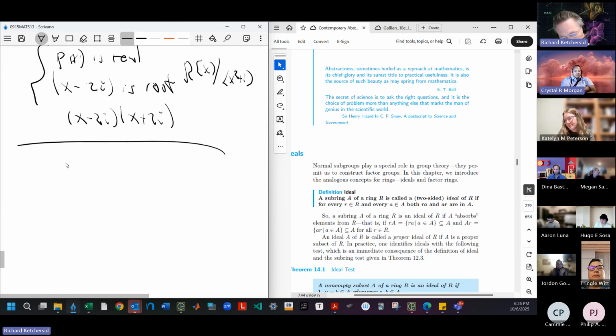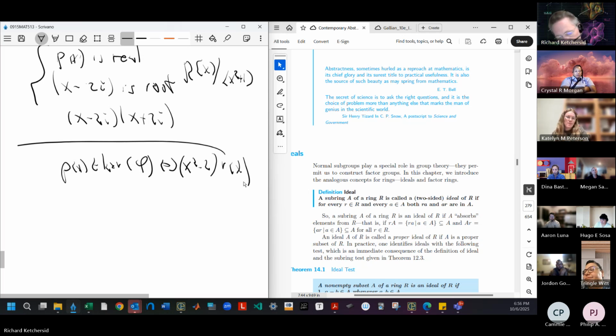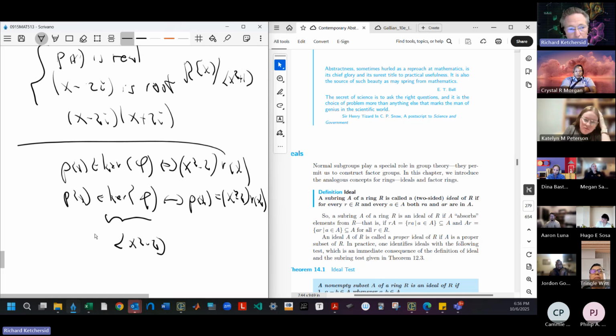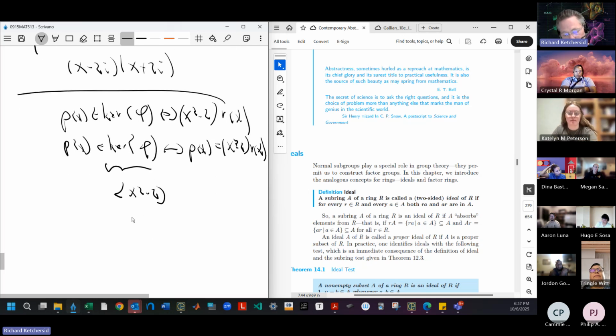And what that means is that p of x is in the kernel of this evaluation map if and only if... What is x minus square root of 2 times x plus square root of 2? Well, it's x squared minus 2. So p of x is in the kernel here if p of x equals x squared minus 2 times some other polynomial, right? But this is exactly the way I defined the ideal generated by x squared minus 2. So the kernel of the map phi is exactly that ideal.